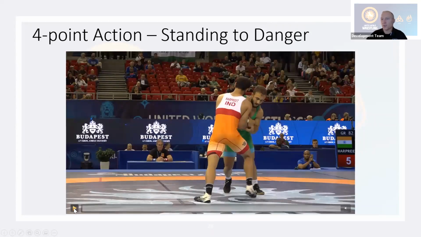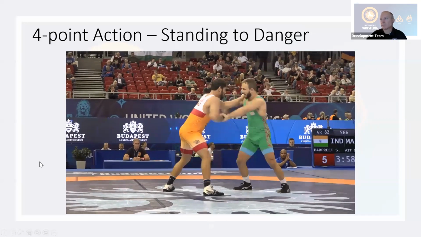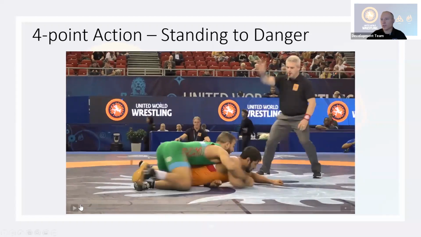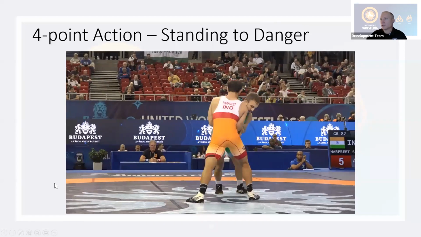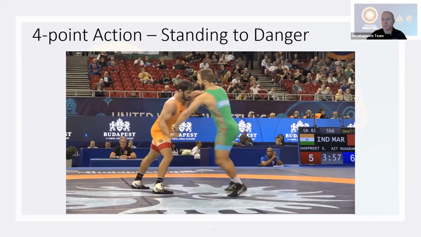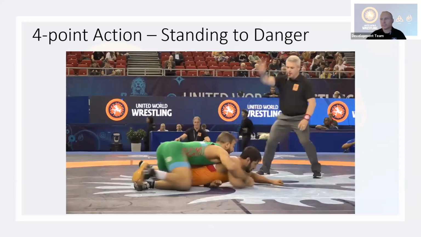Another action here, Greco-Roman, going from standing directly to danger again. A very nice action right there on an arm throw. Again, standing directly to danger. 4 points for blue. Yes, 4 points for blue.